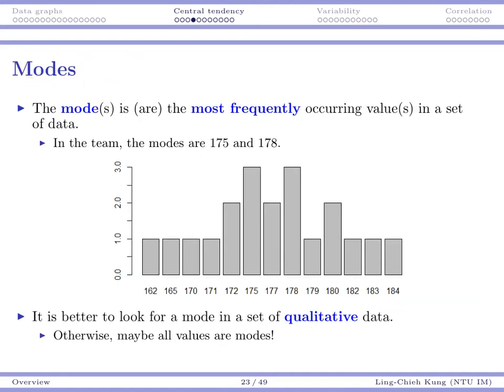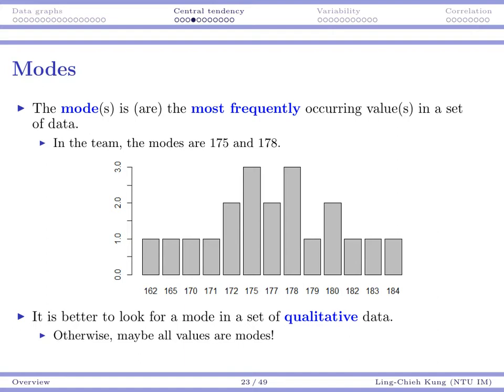That's the mode. The modes are the most frequently occurring values in a set of data. In the previous example, we may count. There is one guy whose height is 162 centimeters, another guy 165, and so on. For 172 there are two guys, for 175 there are three guys, and so on. After this, we can say that the modes of these 20 numbers are 175 and 178 because these two numbers have the highest frequency.